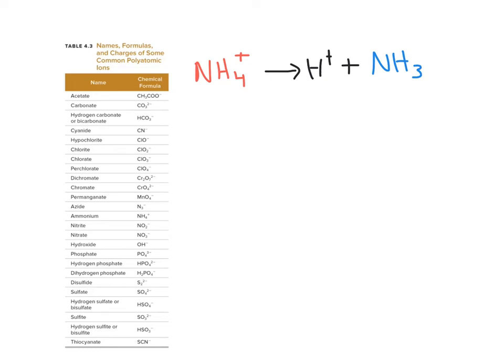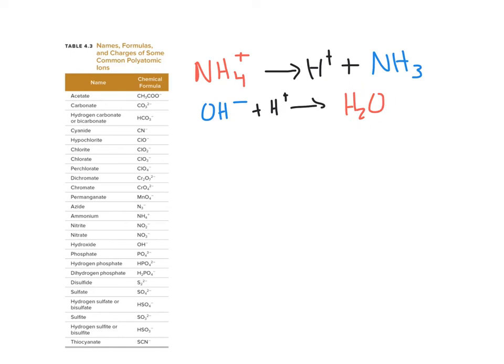The second curious anion in this table is hydroxide. Notice that if we add a proton to hydroxide, we will form water. So the hydroxide has accepted a proton to make water, so water is acting as an acid in this case.